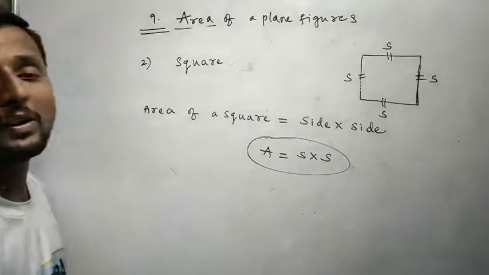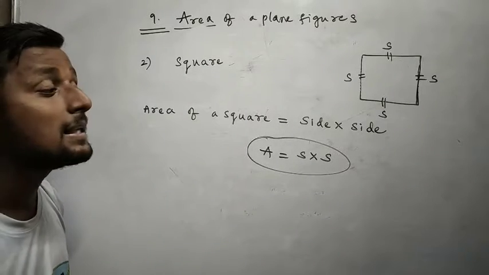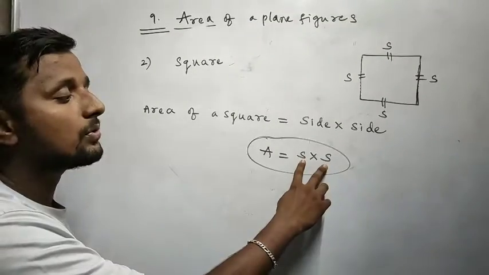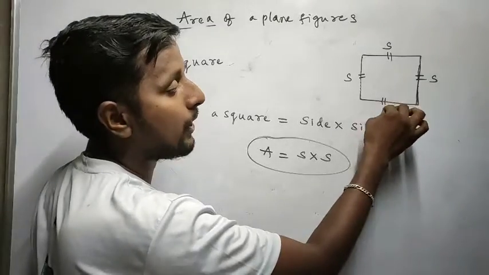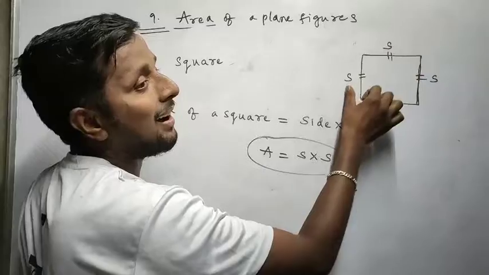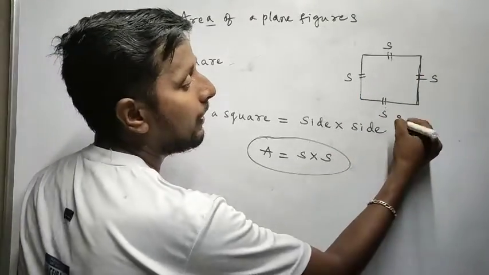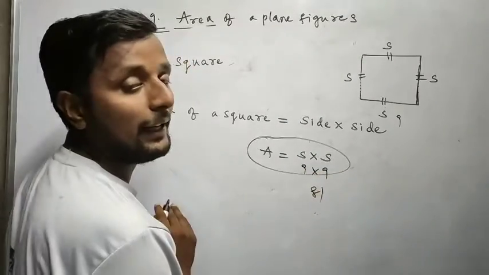So here we'll write the formula of a square as S into S. Here the short form, the keyword S, represents a side of a square. So I have used two S's. Am I right? So if you know one value in the square, then you can solve the problem because all sides are equal. If I know 9 here, then as per the formula, 9 into 9 is 81.